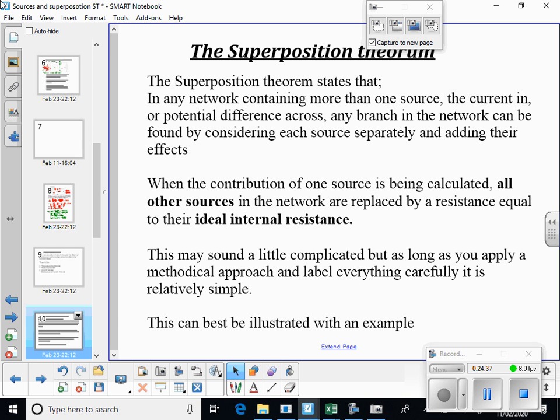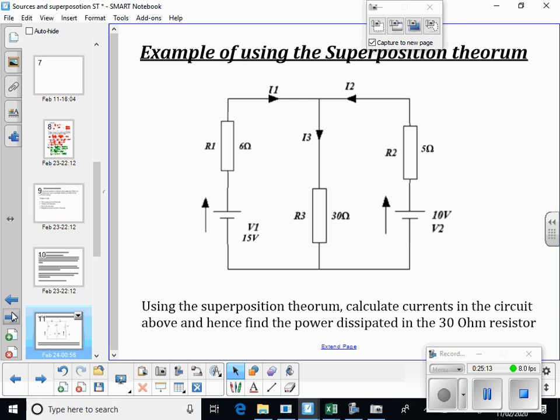This may sound a little bit complicated in words, but as long as you apply a methodical approach and label everything carefully, it's relatively simple. We're going to go through an example together, and I really do say you should be drawing the two circuits separately, properly taking out the relevant source and putting the short circuit in so you can see exactly what you're trying to do. Follow this example through, and if you get a question like this, you should be able to do it.